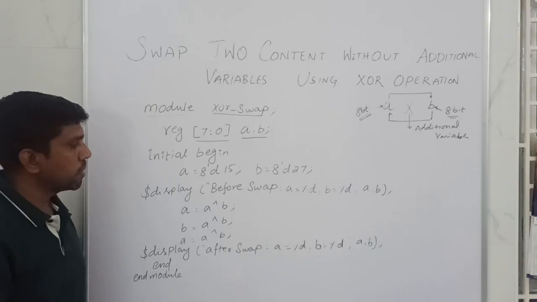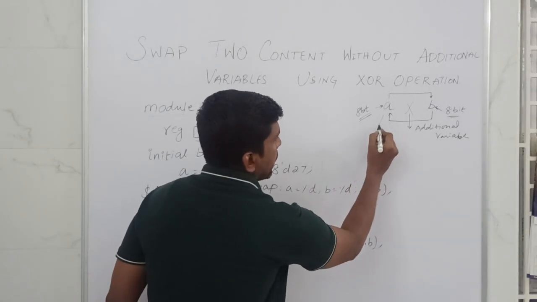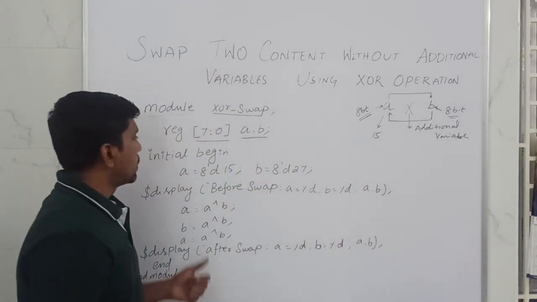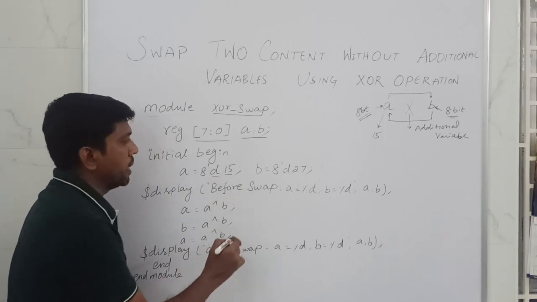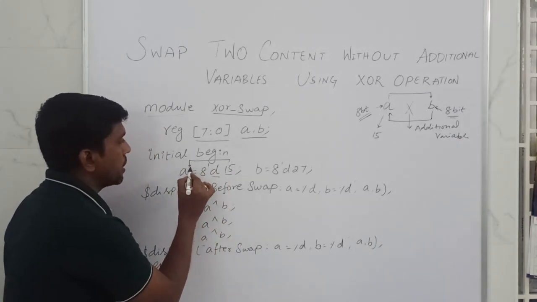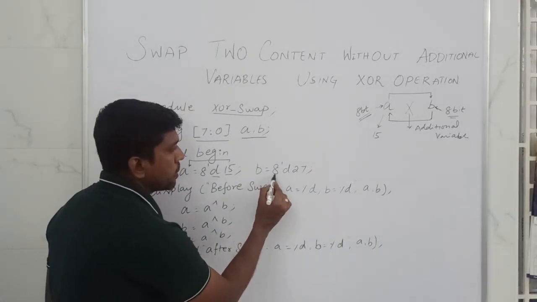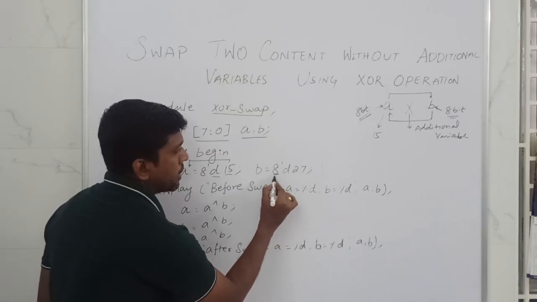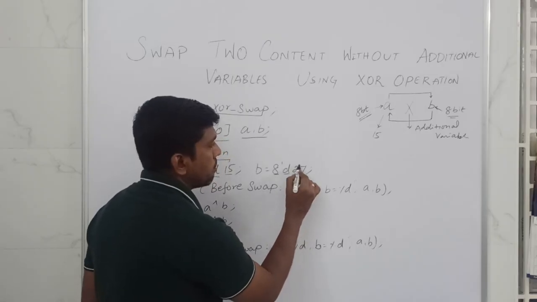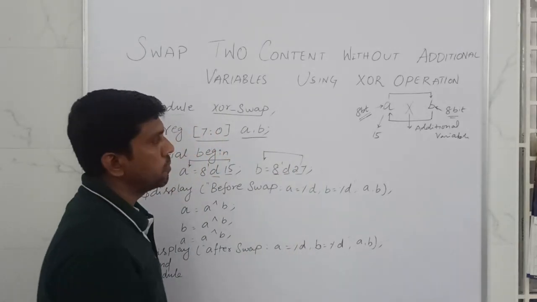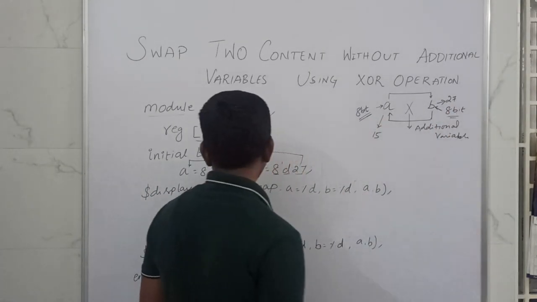Then initial begin. A equal to 8'd15. Let me assume the A value is 15. The 8 represents an 8-bit value, D represents decimal, and 15 is assigned to the A variable. Then B equal to 8'd27. Again 8 represents an 8-bit value, D represents decimal, and this 27 is assigned to B. Now the B value is 27.